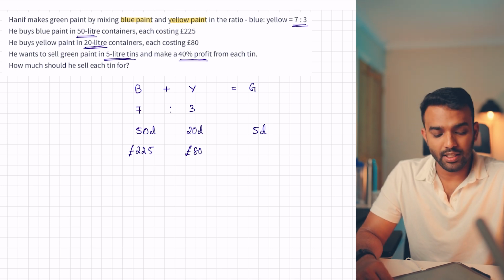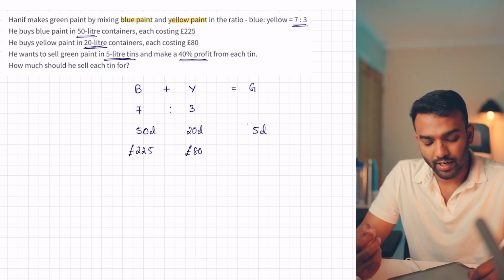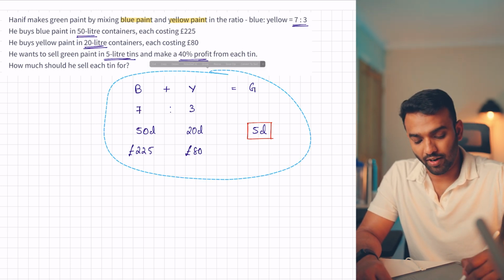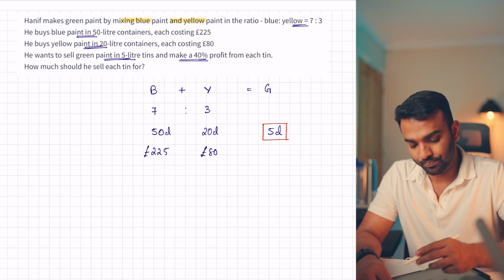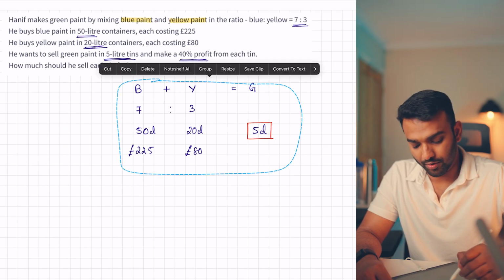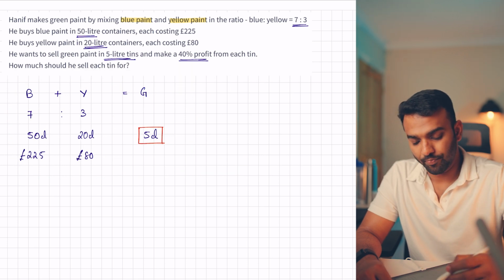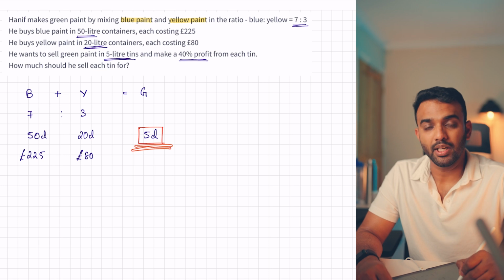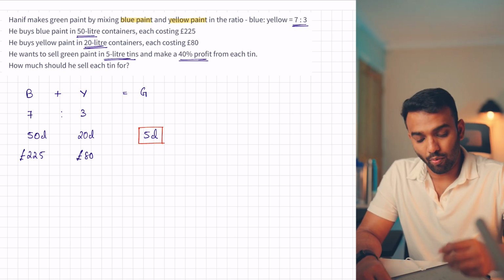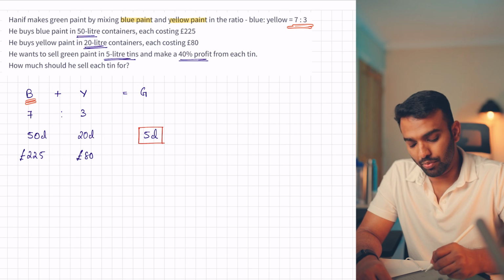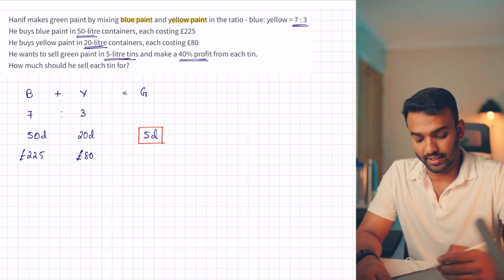So we need to find out how much it is costing him to make, or manufacture, that 5-liter tin initially. And remember, it is mixed in that ratio 7 is to 3. So blue is 7 and yellow is 3.